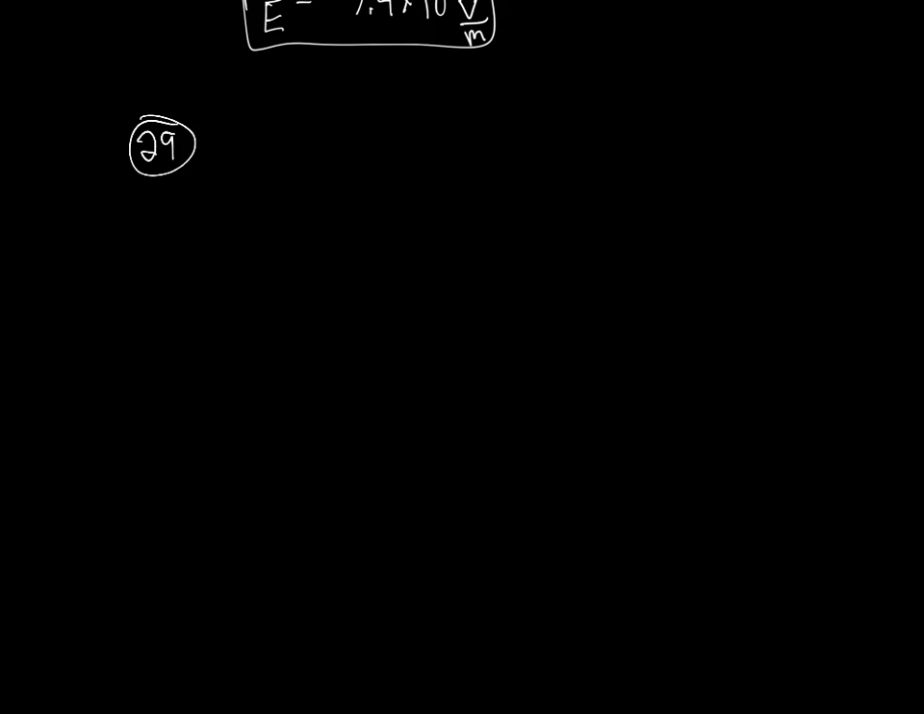What induced current will flow around the loop? So let's draw a picture of what this looks like. Here's our magnetic field.